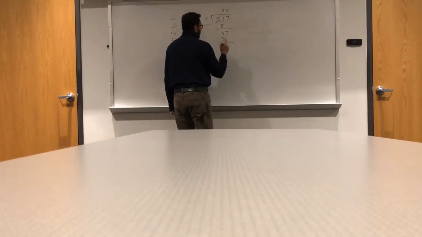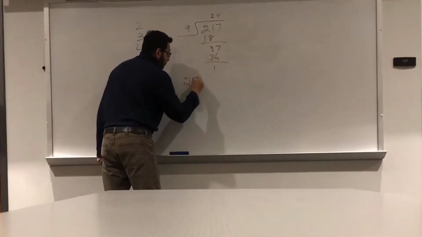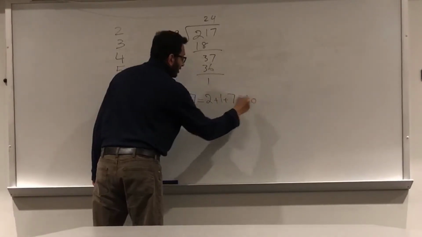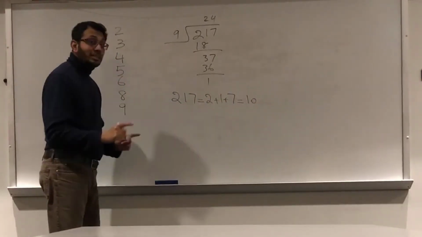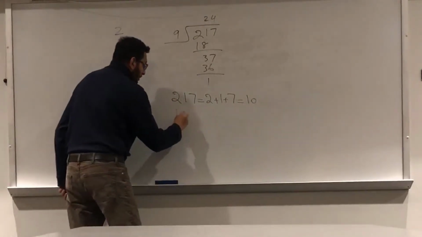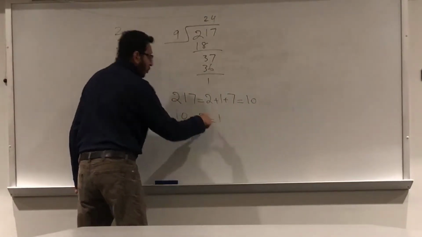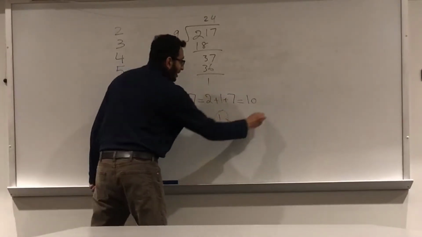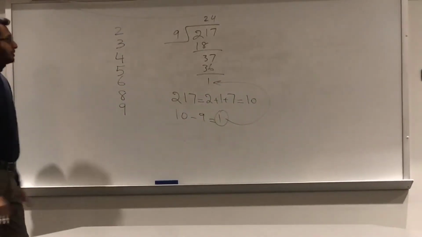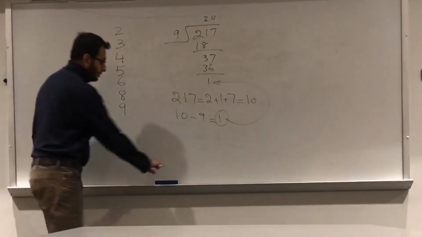Now, let's look at another trick here. 217. 2 plus 1 plus 7. The sum was 10. What is the difference between the sum and 9? The difference between the sum and 9 is 1. And notice, that's exactly what your remainder came out to. So that's the rule of 9.